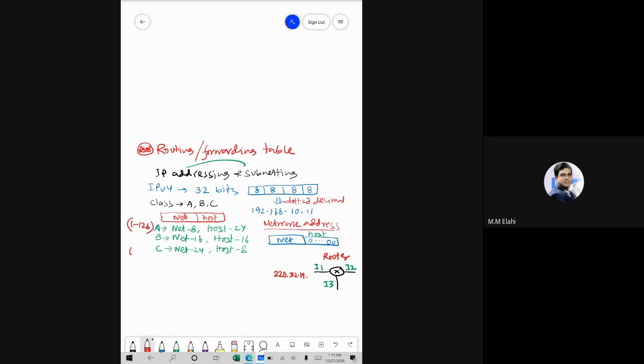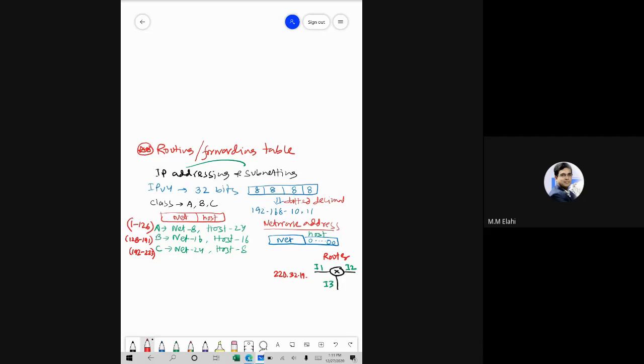If you have 1 to 126 in the first octet, the first part of the four parts of the IP address, that will represent class A. If you see such a value in the first part, you don't need to remember any other thing, just this is a class A. If the first part is from 128 to 191, that represents class B, and 192 to 223, that is class C. So this is another thing you have to keep in mind.